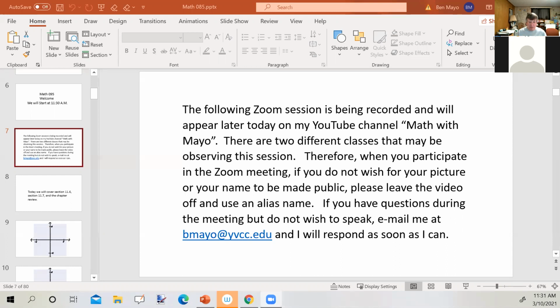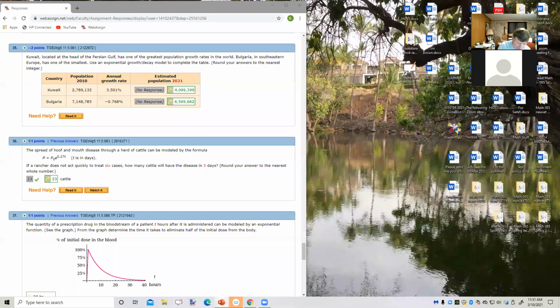So we're going to look at a problem from section 11.5. This is number 35 that came in by request. It says Kuwait, located at the head of the Persian Gulf, has one of the greatest population growth rates in the world. Bulgaria in southeastern Europe has one of the smallest. Use an exponential growth decay model to complete the table. So we're going to use the formula A equals Pe to the rt power.